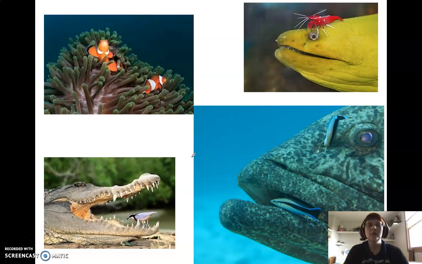The other three pictures that are here are actually the same kind of relationship, and they're kind of interesting. They're all mutualisms. Up here we've got a moray eel with a cleaner shrimp. Here we've got a grouper with a cleaner wrasse. And here we have a crocodile, I believe. Yeah, that looks like a crocodile, with a cleaner bird. And you may be able to guess from their names what these organisms are doing.